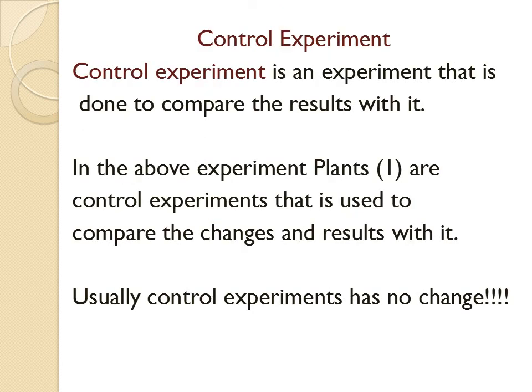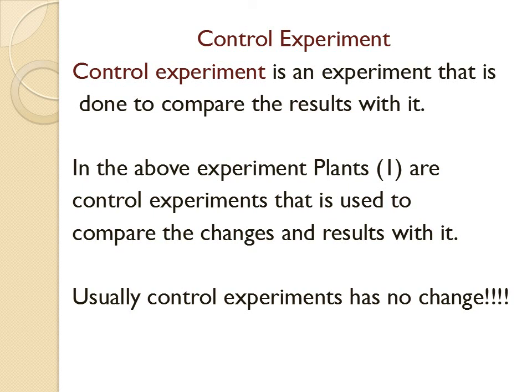What is a control experiment? A control experiment is an experiment that is done to compare the results with it. Usually we do this experiment only to compare the results with it. So in the above experiment, in our case, plant 1 is the control experiment that is used to compare the changes and results with it. So plant 1, where no changes were made, is used only to compare the results with it. As you see, in each case we were comparing our results with plant 1.